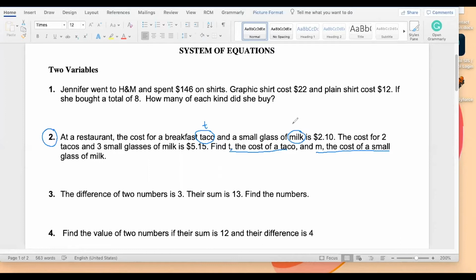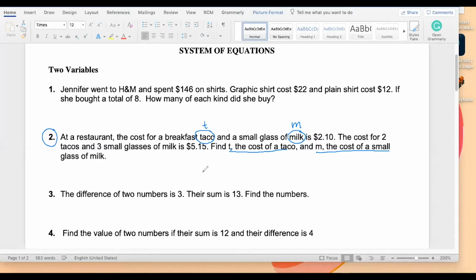So how many variables do we have? 2. So if we have 2 variables, how many equations do we expect to have? We'll have 2 equations if this is a system. Okay, perfect. So can you have me write the first equation? Yes. Okay, well, let's see. The cost for a breakfast taco and a small glass of milk is $2.10.